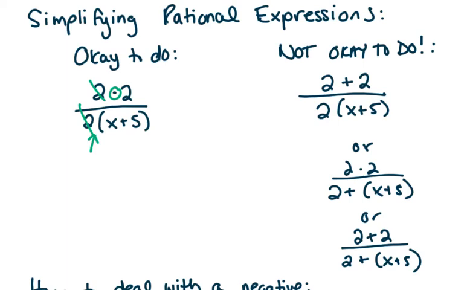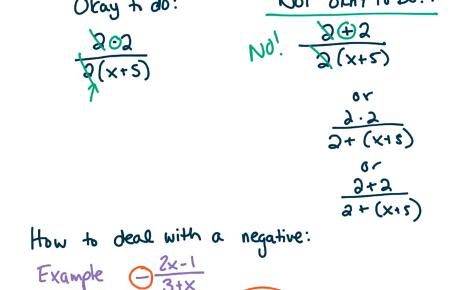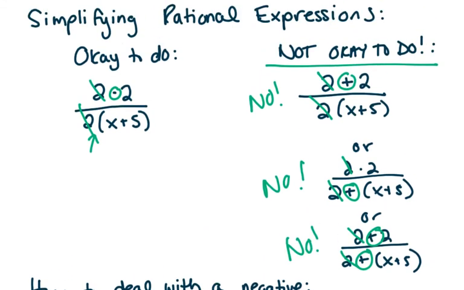It is not okay if it's separated by addition. So not okay to cross that out. It's not okay to cross these out. It's separated by addition. Or they can both be separated by addition. Still not okay. Okay, so it has to be separated by multiplication.